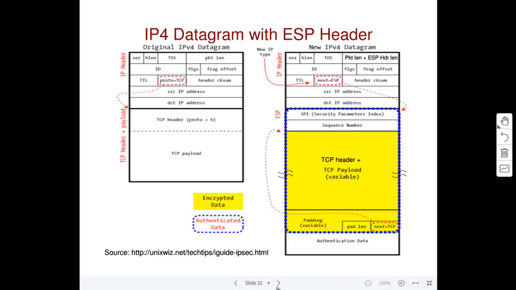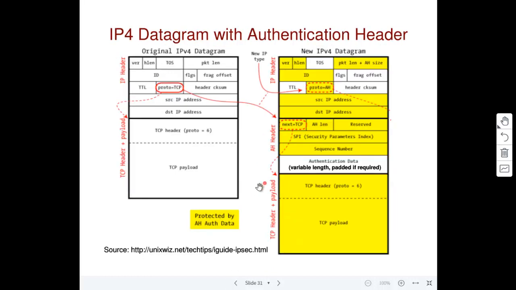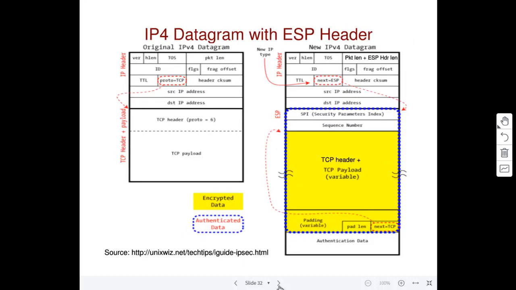Now the ESP header, which is the encapsulated security payload header, is not really as straightforward as this, where the authentication header is in between the IP header and the transport layer header. The ESP header, as the name indicates, encapsulates the payload. That means the ESP header, which is this highlighted blue area, includes the TCP header and the data. So that's why it's called encapsulated security payload. It will encapsulate the payload and the TCP header.